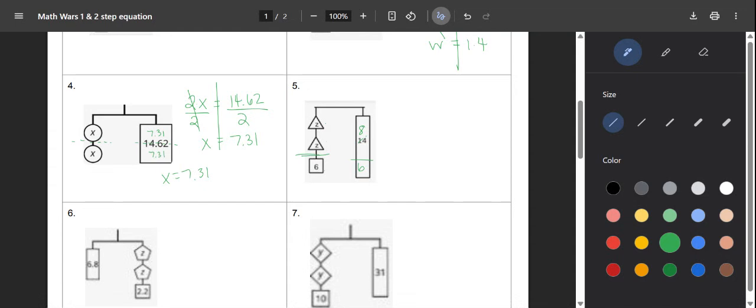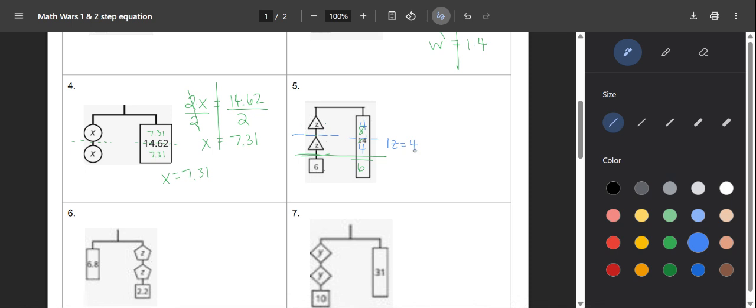So I can see once I remove those 6's, I'm left with 2 z's, and then this has to be 8 because 8 plus 6 gets me to 14. If 2z is equal to 8, I can cut it in half. Let's go ahead and pick a color. And get 4 and 4. So 1z must be equal to 4.